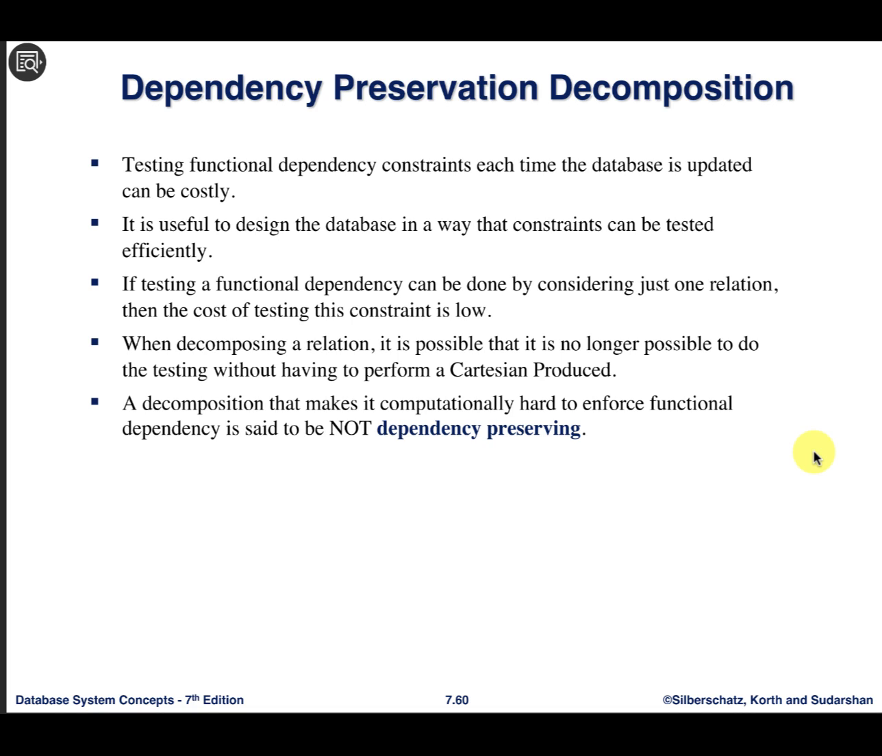So I can test this one to see whether it's going to be dependency preserving or not. See if I can test every single functional dependency against only one, let's say, decomposed relation. If any of the given functional dependencies requires me to perform a join, so I cannot test it using only one decomposed relation, then in this case, we call this not dependency preserving.